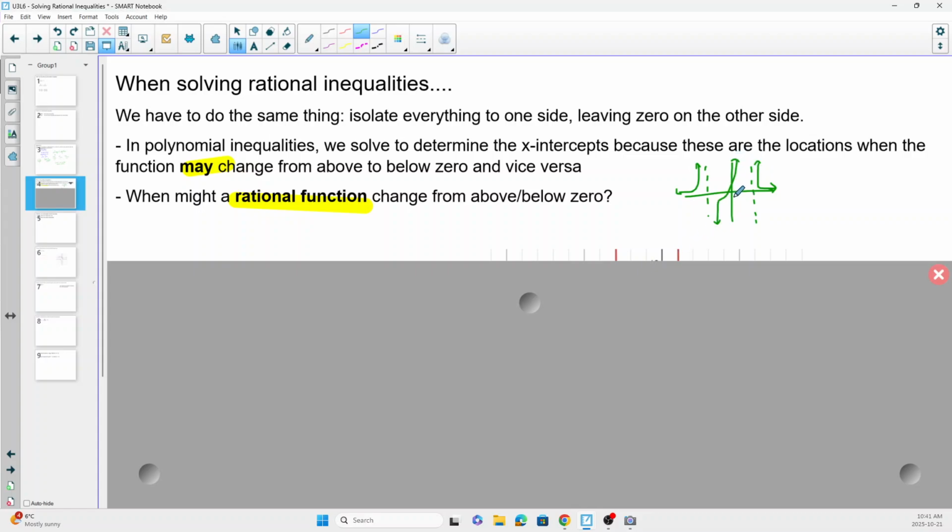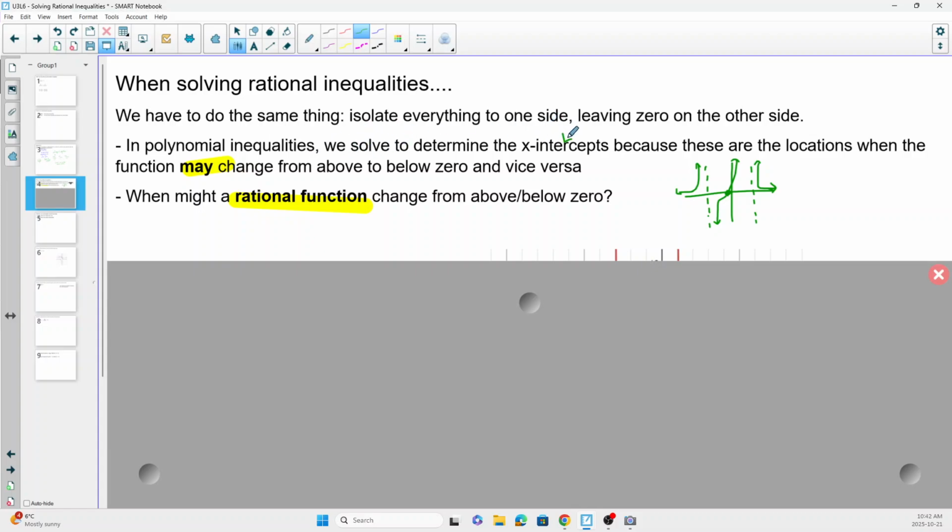Okay, so when does this function change from positive to negative? Well, it's positive, positive, positive, positive, positive, and then we reach a vertical asymptote. Then all of a sudden on the other side of that vertical asymptote, it's negative, negative, negative. We reach an intercept, positive, positive, positive. We reach an asymptote, still positive. So a rational function has the possibility to change from positive function values to negative function values as you cross both vertical asymptotes as well as x-intercepts.